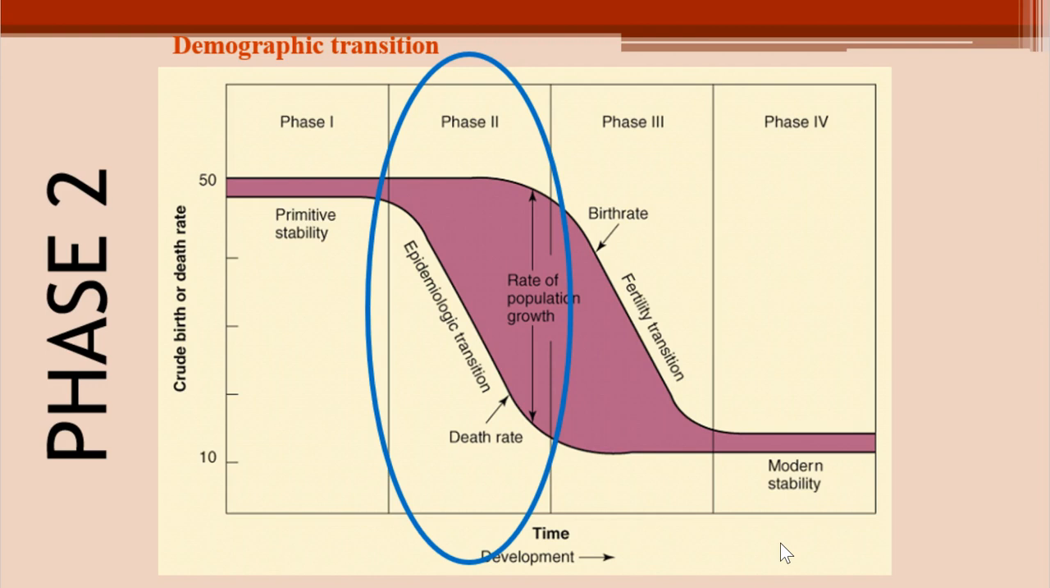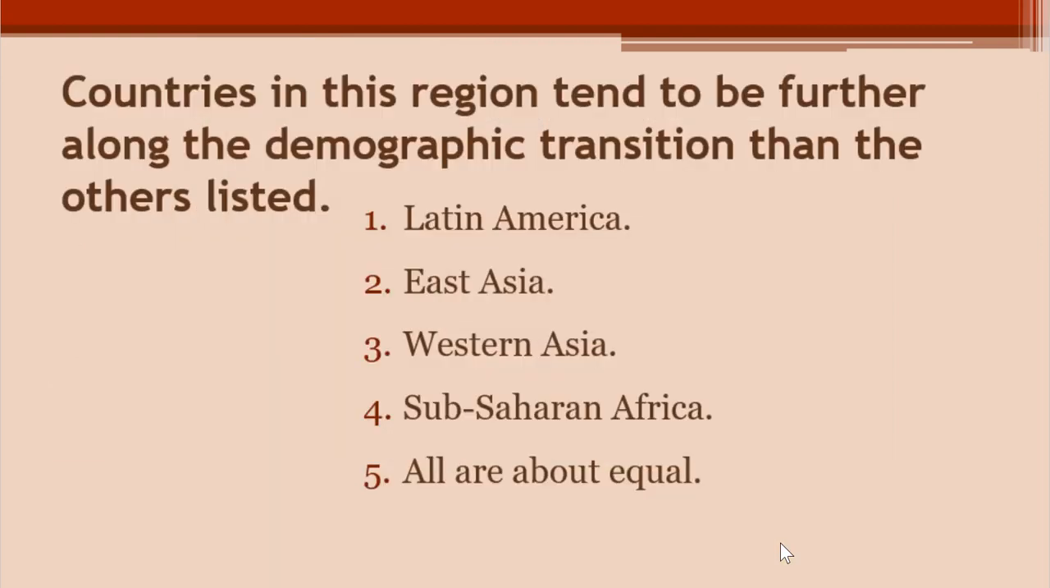There are some countries who are still fully in phase 2, but not really. Most countries are starting to move out of this, right? So here's your first mini quiz question. Countries in this region tend to be further along the demographic transition than the others listed: Latin America, East Asia, Western Asia, Sub-Saharan Africa, or all of these are about the same. They're actually not all about equal.